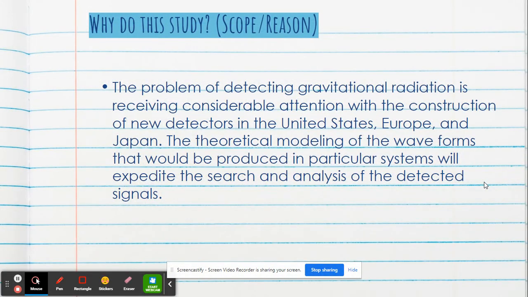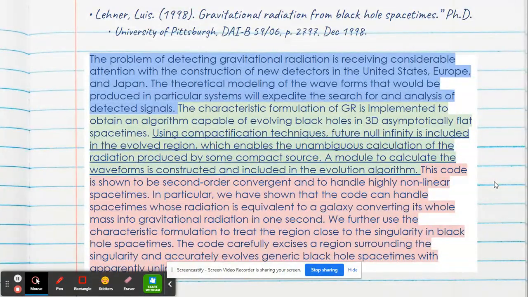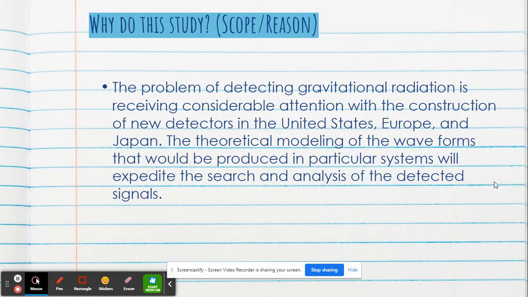The first section, right, we discussed was the scope or the reason, the why we are conducting this study or the why we're contributing and developing this article. So that would be this first chunk, right? It was identified in blue. The problem of detecting gravitational radiation is receiving considerable attention with the construction of new detectors in the US, Europe, and Japan. The theoretical modeling of the wave forms that would be produced in particular systems will expedite the search and analysis of the detected signals. So this is our author giving us the why.